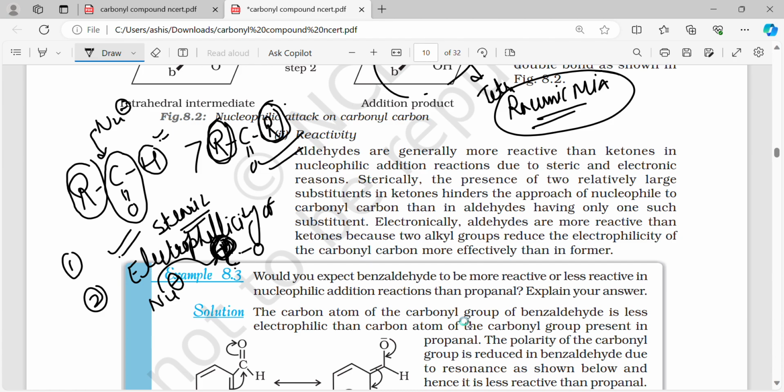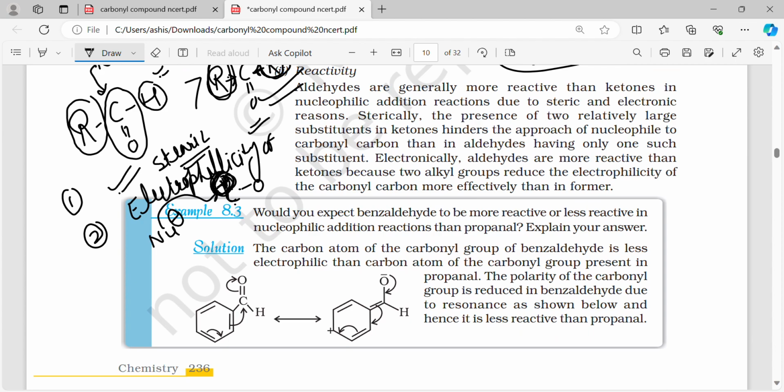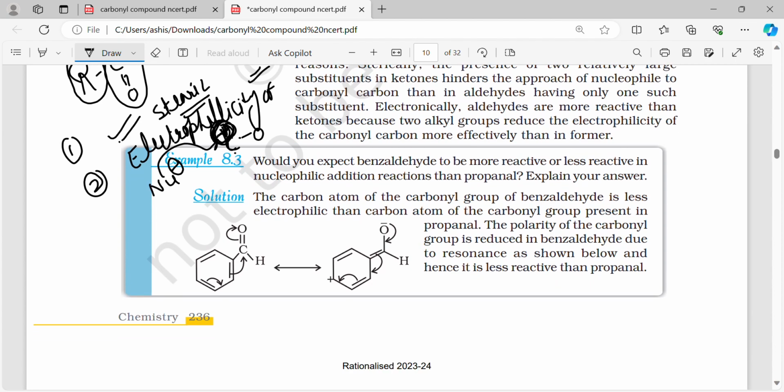In the case of ketone, two alkyl groups are attached at the carbonyl carbon which have plus I effect. Due to plus I effect, they push the electrons of the sigma bond toward carbon. That's why they decrease the electrophilicity of the carbonyl carbon. That's why the reactivity of ketone is less than the reactivity of aldehyde.